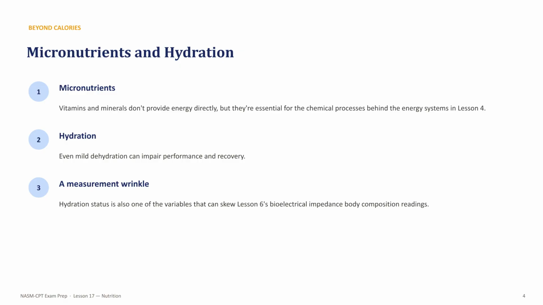And here's a measurement wrinkle worth knowing. Hydration status is also one of the variables that can skew the bioelectrical impedance body composition readings you learned about back in Lesson 6. This is a nice reminder that this material isn't siloed. It actually affects how you interpret an earlier lesson's assessment tool.